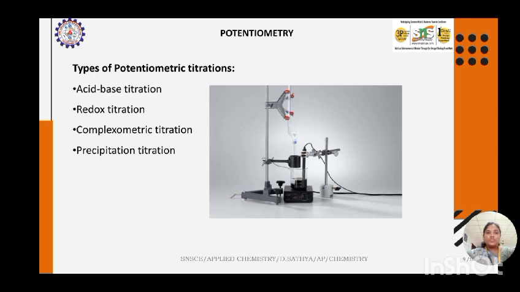So, types of potentiometric titration. Here there are four types of titrations. Potentiometric titrations fall into four categories, namely acid-base titration, redox titration, complexometric titration, and precipitation titration. We will see a brief description of each type.